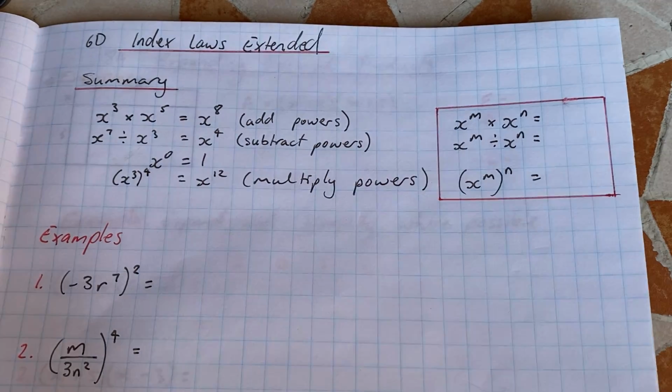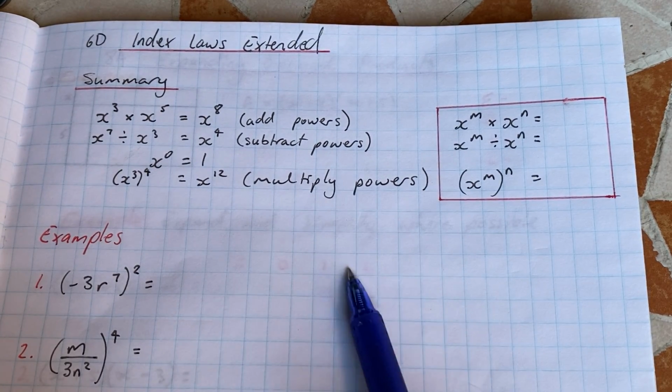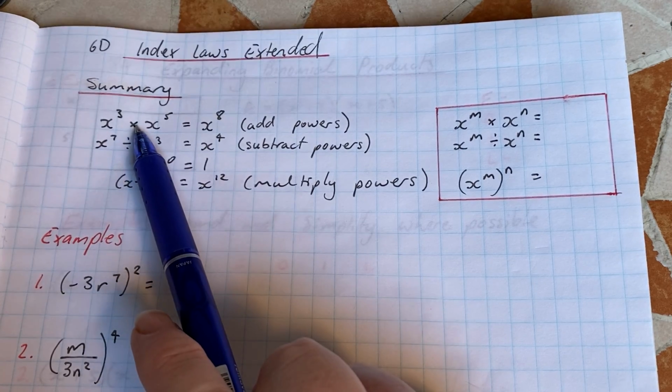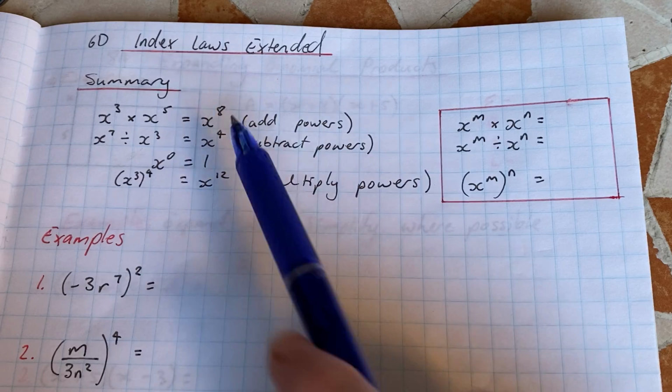Okay, exercise 6D is our last one on the index laws for now. It is getting a little bit tricky, so we have to just think really carefully. So here's a bit of a summary of what we've learned so far. When you're multiplying and the bases are the same, you add the powers. 3 plus 5 is 8.